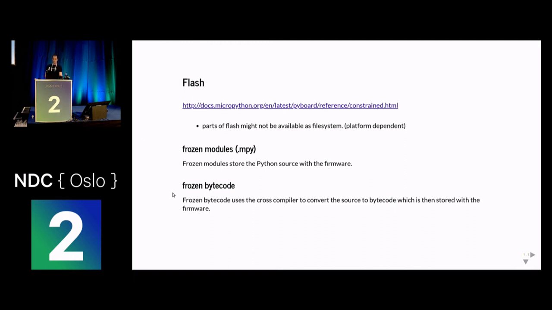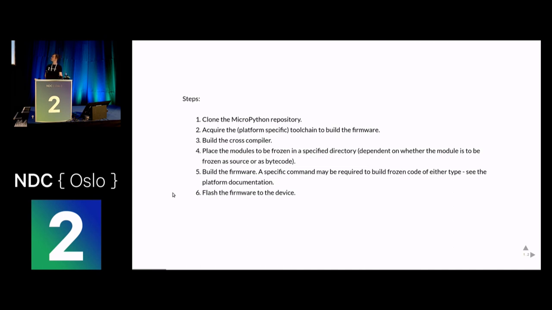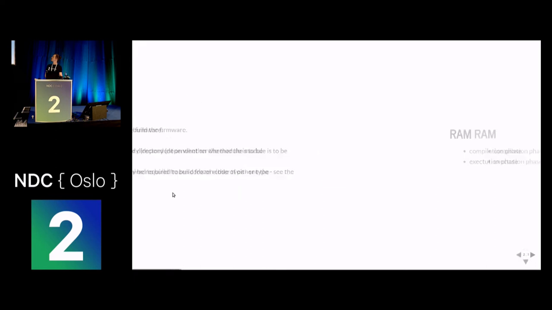The difference here is that one compiles it to bytecode, so you basically get a .mpy file, and you can use that. You can send it back and forth. If you do frozen bytecode, it actually goes into the firmware, so it becomes part of the firmware. These are the steps. You can look into those maybe later.